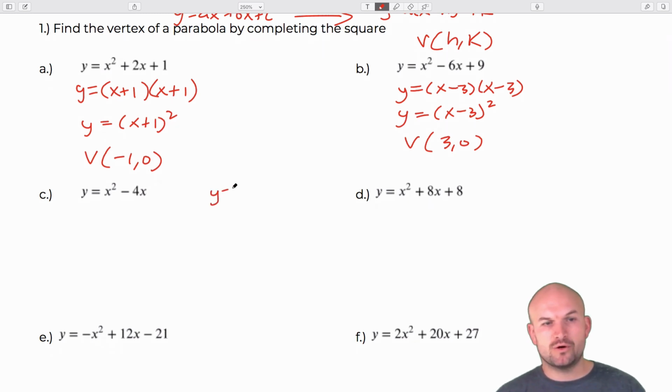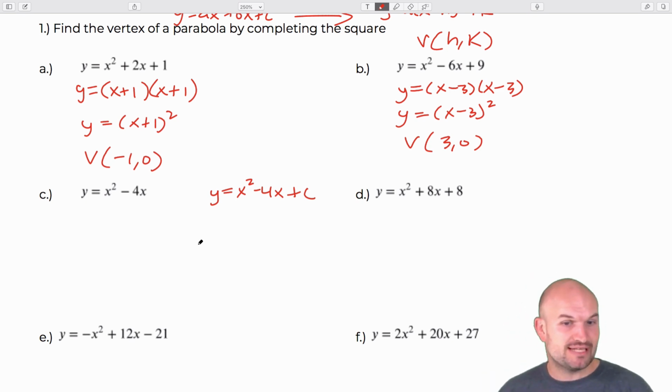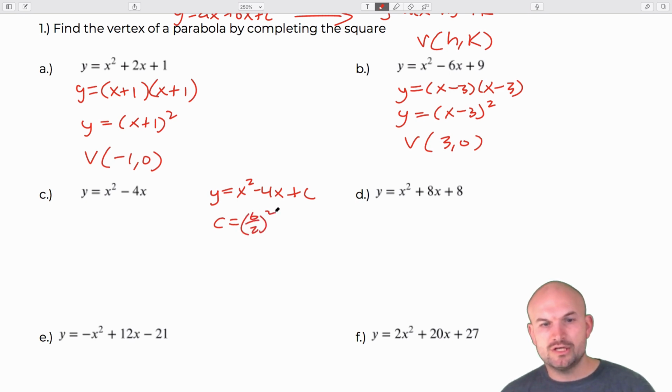So a lot of times we'll say, what number, x squared minus 4x plus c, what number could I add that would create this to be a perfect square trinomial? And there's an easy way to do this. C is going to be b divided by 2 squared.